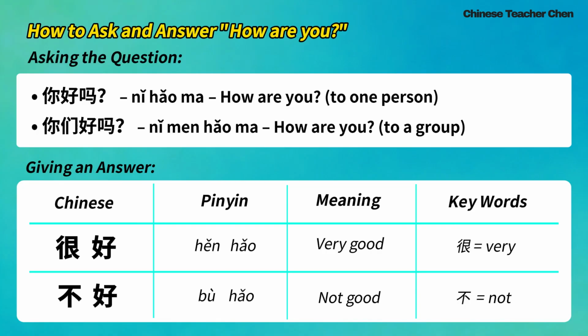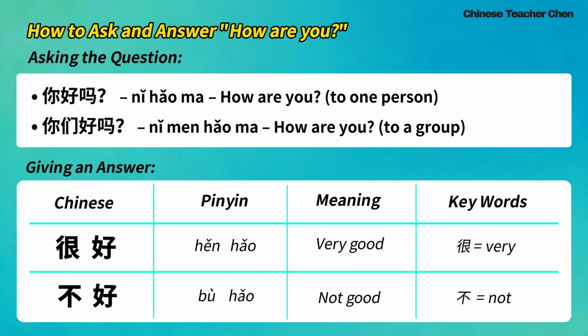For a positive response, you can say 很好, which means very good. In this phrase, 很 is an intensifier. That means very, and 好 means good. For a negative response, you can say 不好, which means not good. Here, 不 is the basic negation word meaning, not.